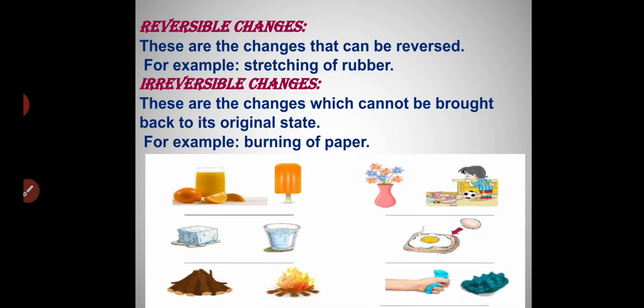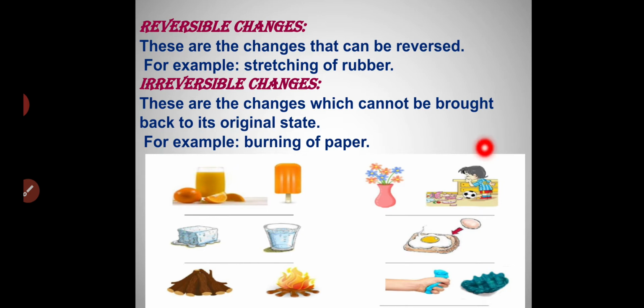So now here some pictures are there. You just identify which are reversible and which are irreversible. For example, the juice is converted in the form of ice cream. Can we convert it again in the form of juice? Yes, really we can convert it, right? The ice cube will be converted in the form of water. It may again convert in the form of ice cube also. But the wood, when we burn it, it will be converted in the form of ash. The wood we will not get again.